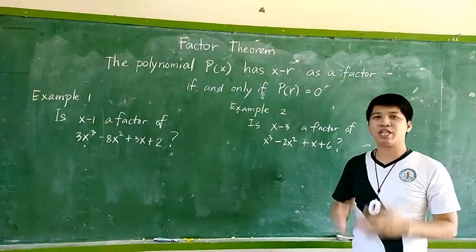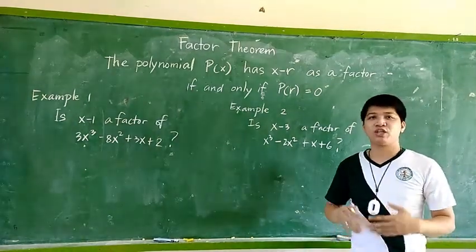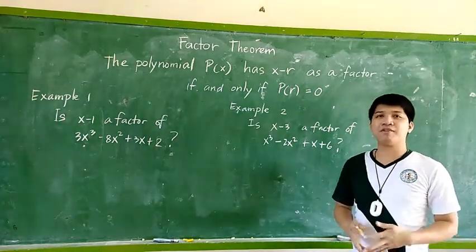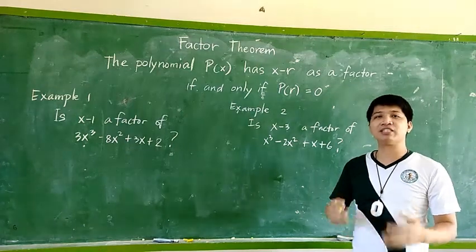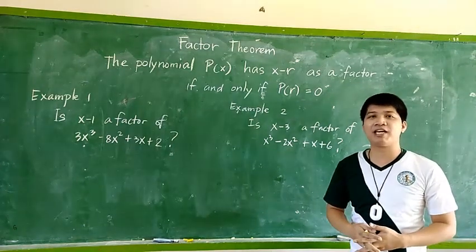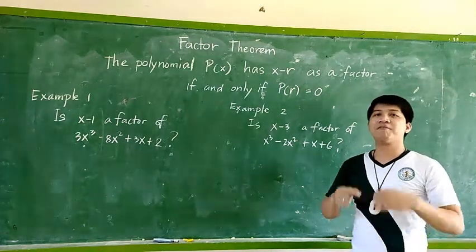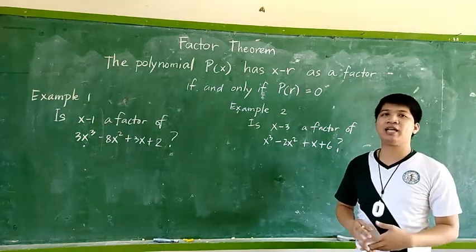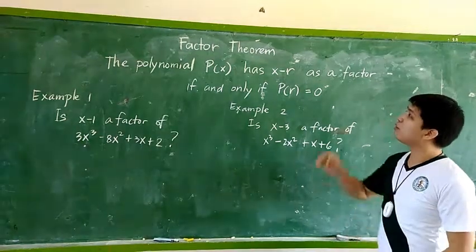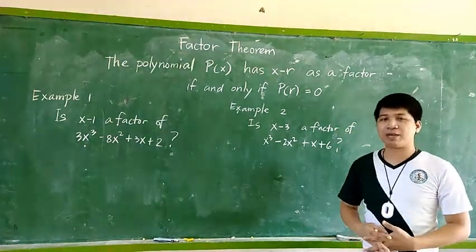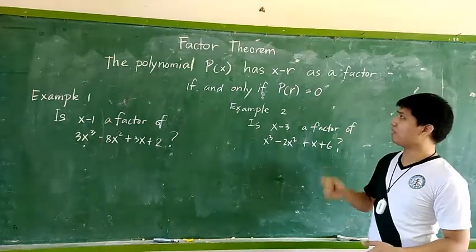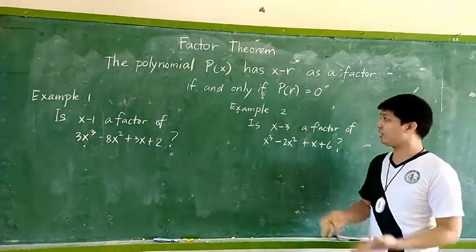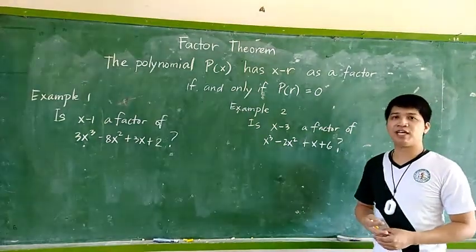Our topic for today is all about the factor theorem. Before we proceed to our lesson proper, our objective for today's video lesson is for us to determine whether a given x minus r is a factor of a given p of x, or a given polynomial equation. By definition, mathematically speaking, the polynomial p of x has x minus r as a factor if and only if p of r is equivalent to 0.